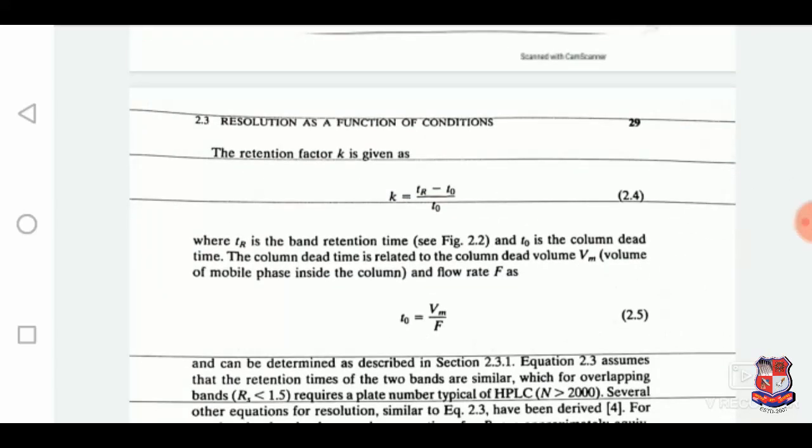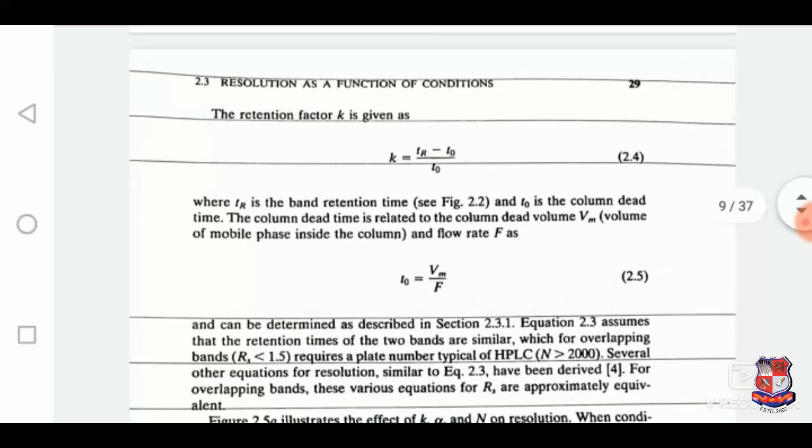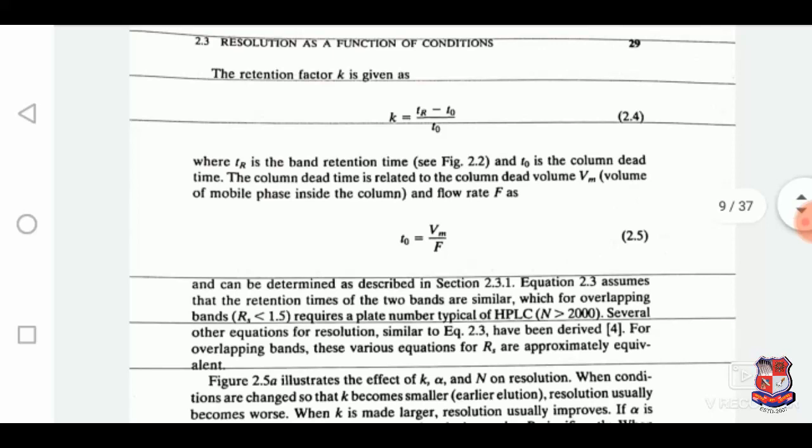Sometimes a marker is used in HPLC. That marker contains several components of different molecular weight. This is another equation, of retention factor k equals (tR minus t0) upon t0, where t0 is equal to Vm upon F, that is the dead volume, and F is the flow rate.